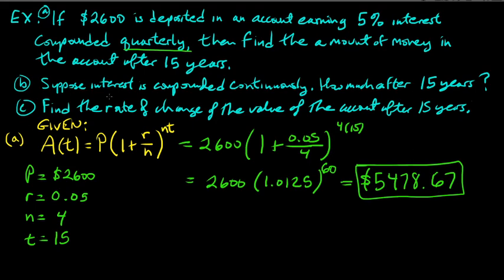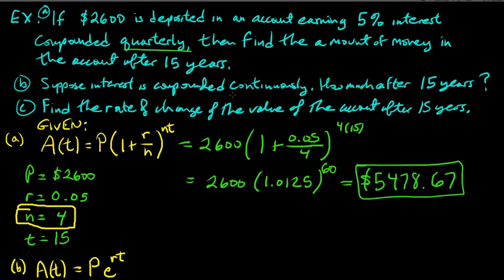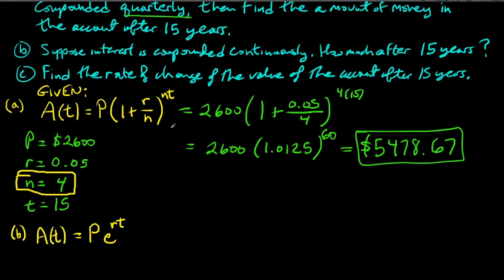Okay, so that's part A. What about part B? Suppose the interest is compounded continuously. Then you have a slightly different formula. The amount of money after T years is P times e to the power RT. What happened to N? There is no N. N is the number of times you compound per year. If you're compounding continuously, you're compounding every moment in time. How many moments are there in a year? That's maybe a philosophical question, but effectively there are an infinite number of moments in a year.